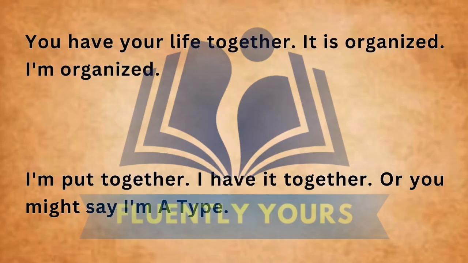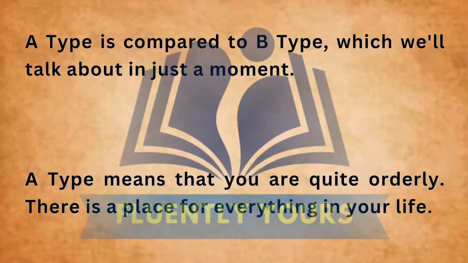Or you might say I'm A type. A type is compared to B-type, which we'll talk about in just a moment. A type means that you are quite orderly. There is a place for everything in your life.